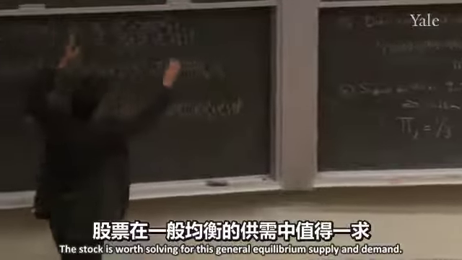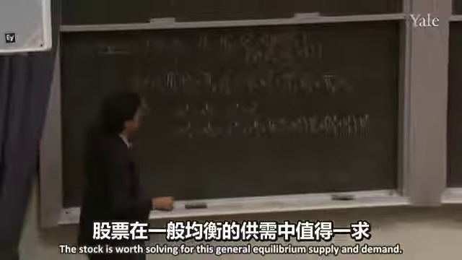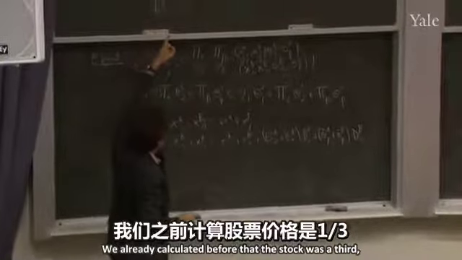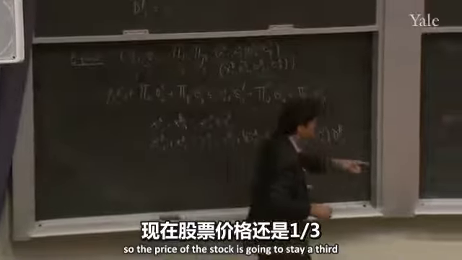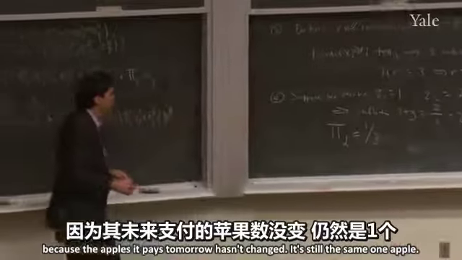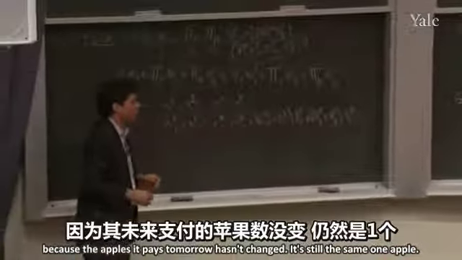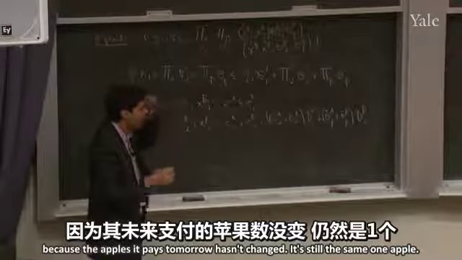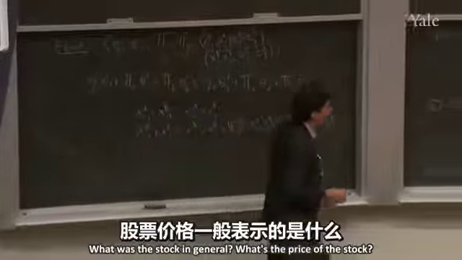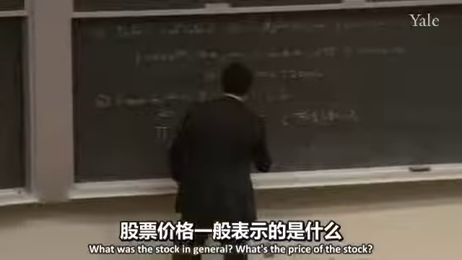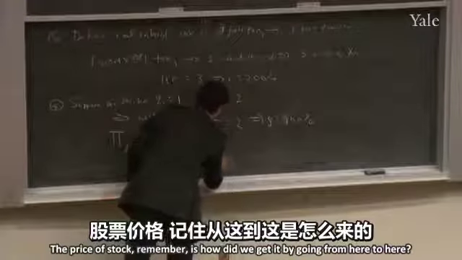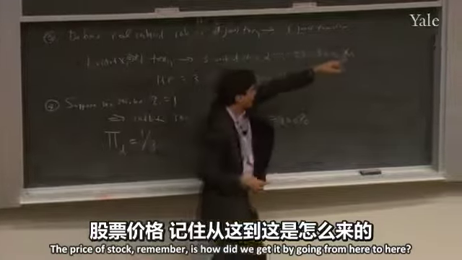The stock is worth, solving for this general equilibrium, supply and demand. And so the stock, we already calculated before that the stock was 1/3, so the price of the stock is going to stay 1/3 because the apples it pays tomorrow hasn't changed. Still the same 1 apple. Now, how did we know the stock was priced at 1/3 before? Well, what was the stock in general? What's the price of the stock?